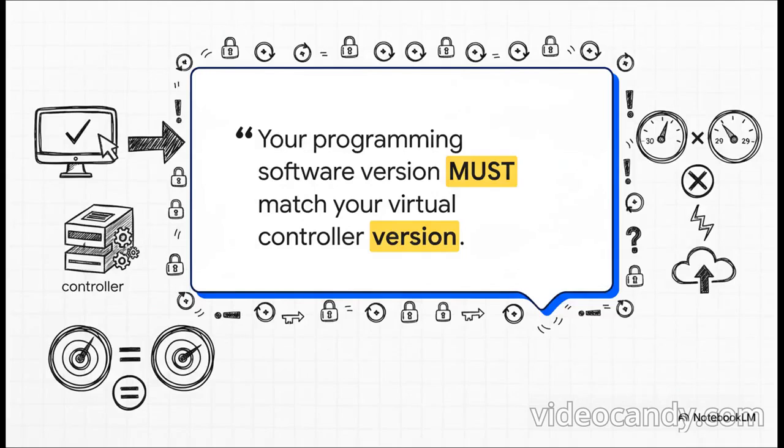Okay, listen up, because this is the single most important rule in this entire process. Your software versions have to match. I can't stress this enough. If your Studio 5000 software is, say, version 30, you absolutely must create a version 30 virtual controller in Emulate. If they don't match, they just can't talk to each other, and none of this will work. So always, always check your versions.